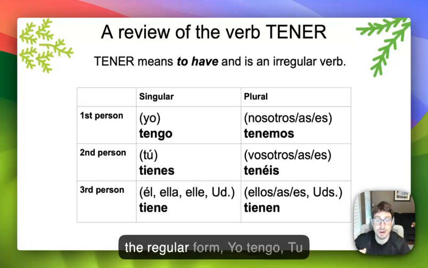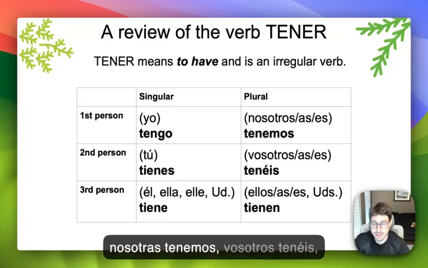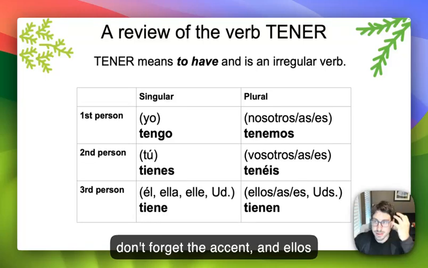Yo, which is the regular form, yo tengo. Tú tienes, then we can have ella tiene. Nosotras tenemos, vosotros tenéis. Don't forget the accent. And ellos tienen.